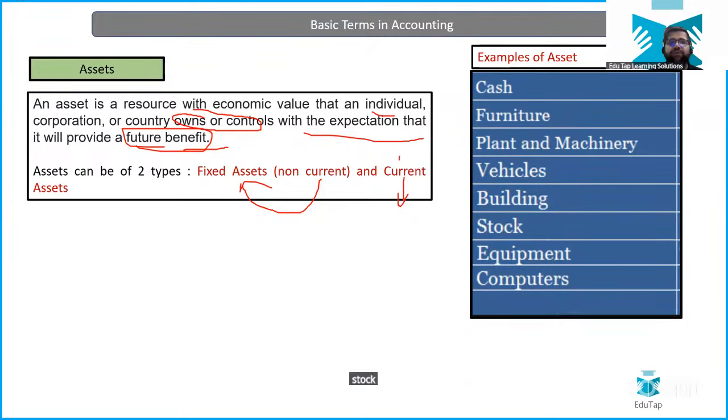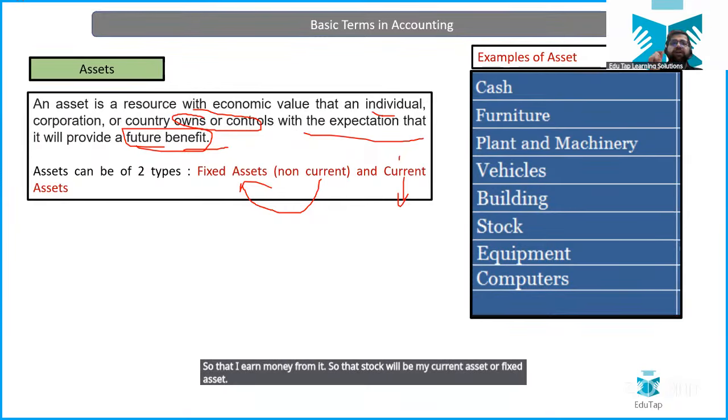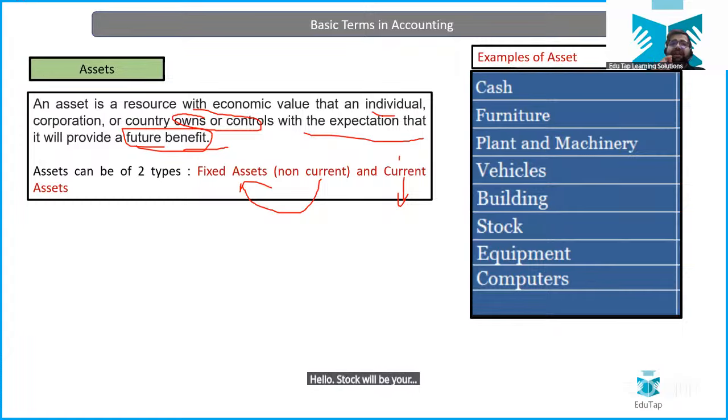Stock. Now, stock basically means the raw material which you have in your godowns. Stock basically means the inventory which you have in your godowns, right? So that inventory I have to sell so that I earn money from it. So will that stock be my current asset or fixed asset? Stock will be your current asset because it's the inventory. Inventory means certain raw material which I have in my godown. These different stocks which I have in my godown will not be used for 10 years or for 13 years. I will be utilizing them to make finished products so that I can earn money from it.